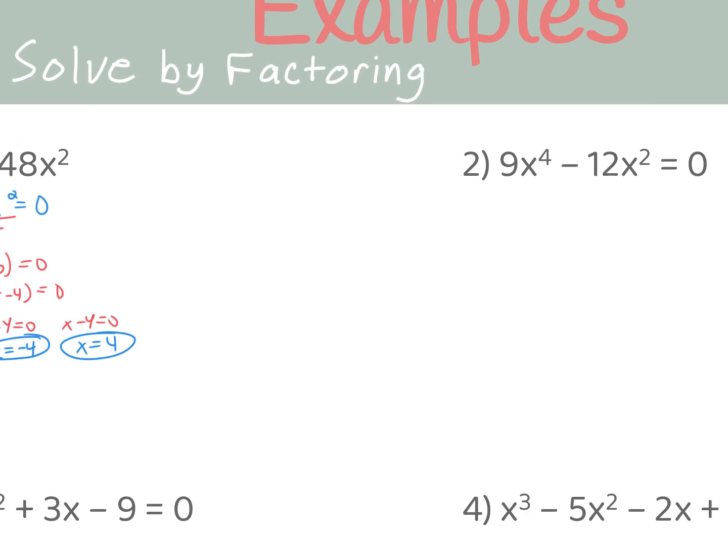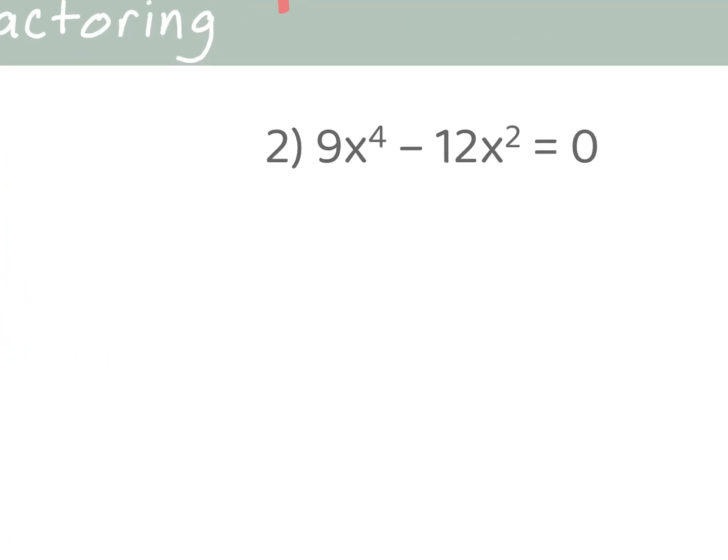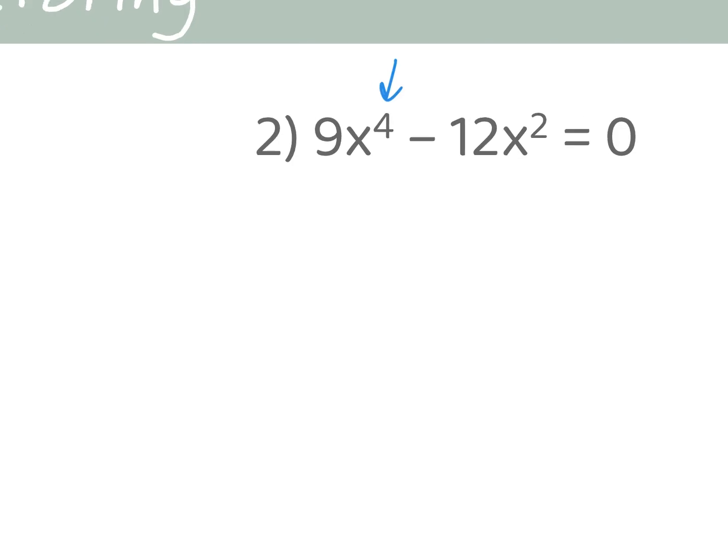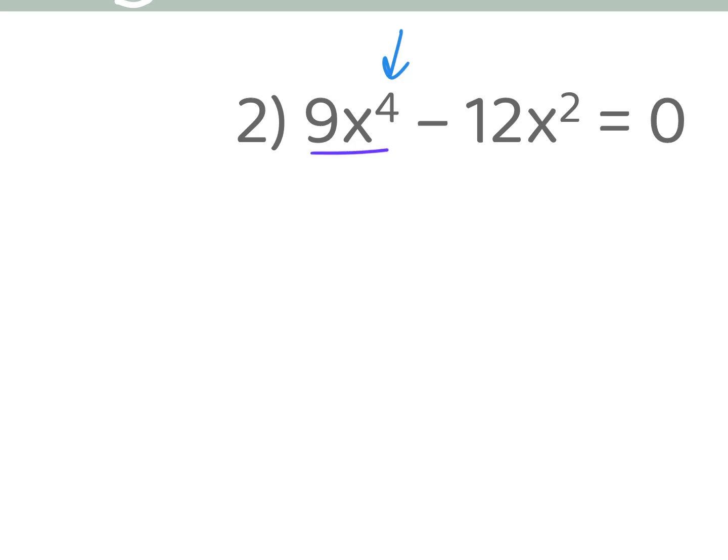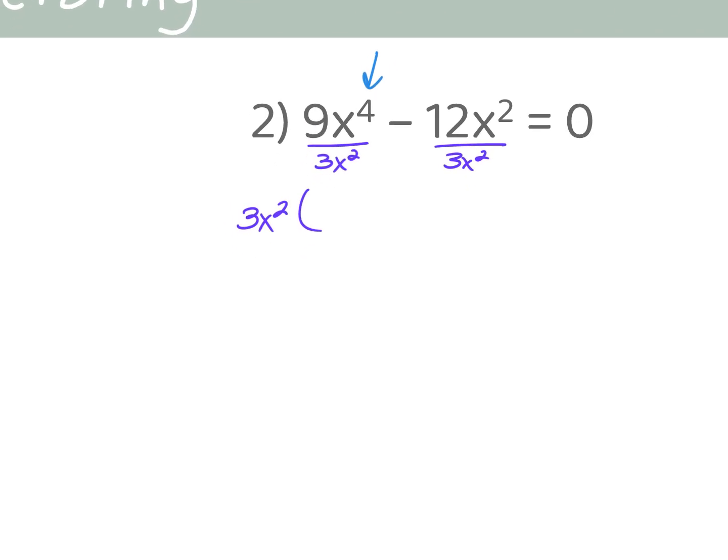All right, so let's look at number 2. Again, how many answers should I have for this problem? 4. My highest exponent is 4. That's how many answers I should have. If we're going to solve by factoring, everything on one side set equal to 0, yes? All right, look for the GCF first. What do they both have in common? 3x squared, great. So we're going to bring that 3x squared out in front. It does not leave us, it just goes in front. And then what are we left with?